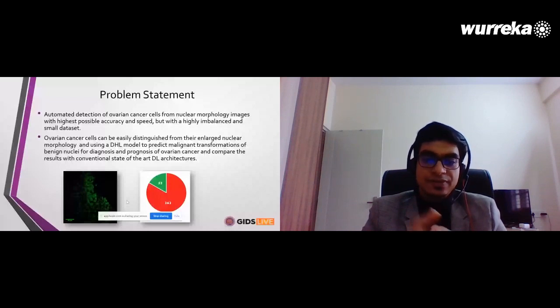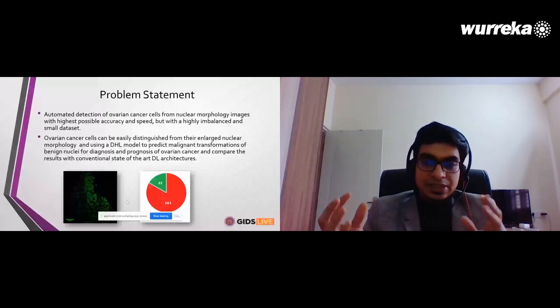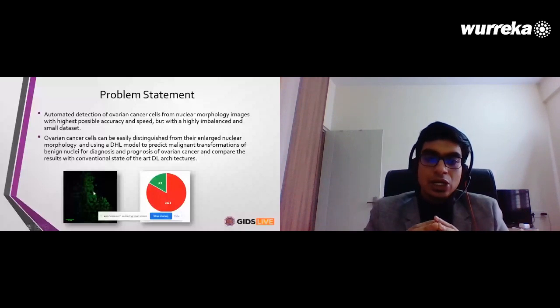But just to give a bit more context, the ovarian cancer cells were actually easily distinguishable because of their large nuclear morphology size. Not only was the size of the cells larger, but the density of the cells was also much higher.